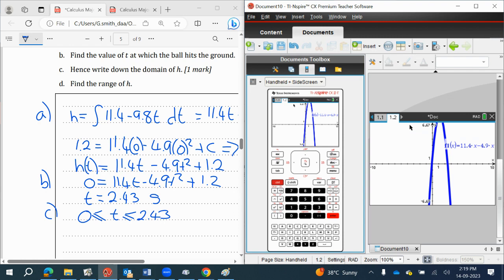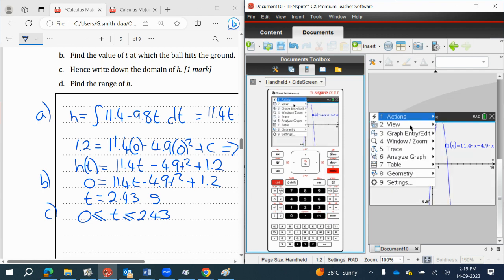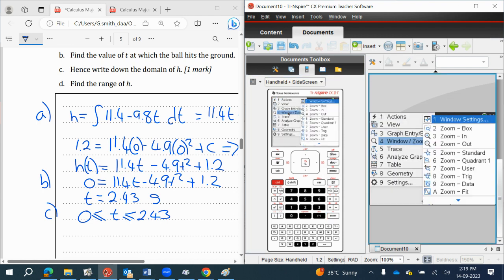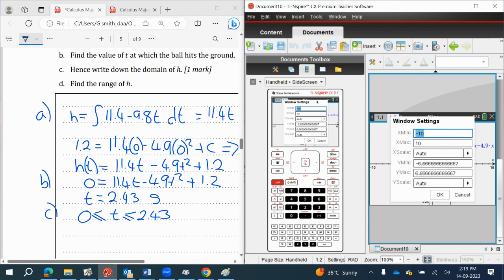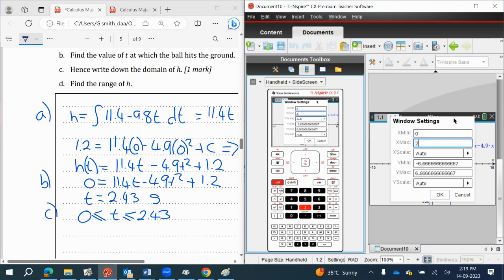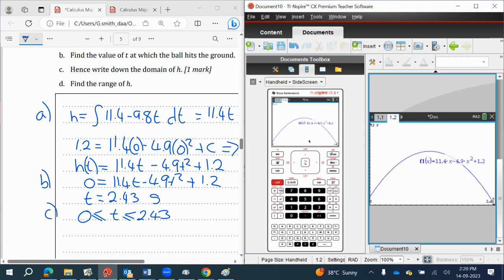We need to see this top bit. It's a little bit higher than 6 or 7. So I'll just adjust my window with menu, window settings. We've said that the domain goes from 0 to 2.43. And the y value, obviously, it can't go below the ground. And the upper value, I'm just going to put in something a bit bigger. I'll call it 12. It's going to be less than that. We see the function look a little better now.